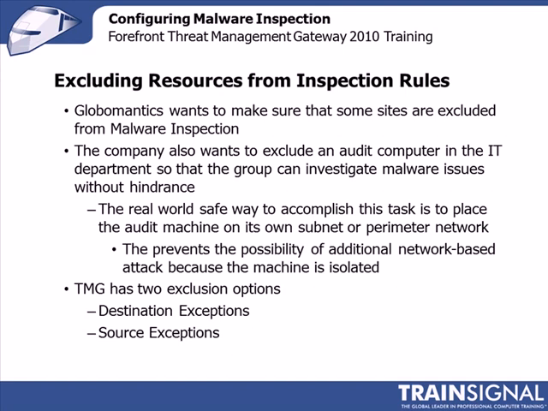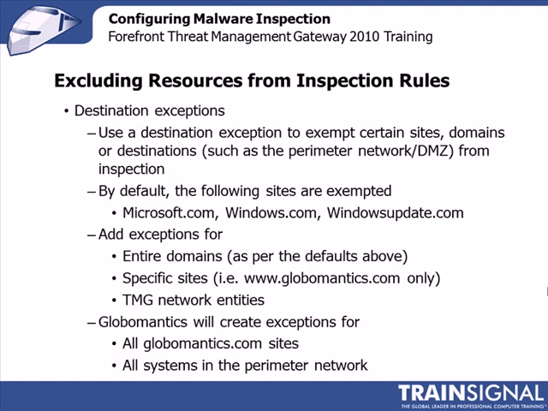Now, the problem with that is if that machine becomes infected with malware, it can infect other machines on the network. So the real-world safe way to accomplish this task is to place that audit machine on its own subnet or perimeter network. This prevents the possibility of an additional network-based attack taking place because of a single affected system. It basically isolates the machine that you're using for that kind of auditing. Threat Management Gateway has 2 overall exclusion options: destination exceptions and source exceptions.